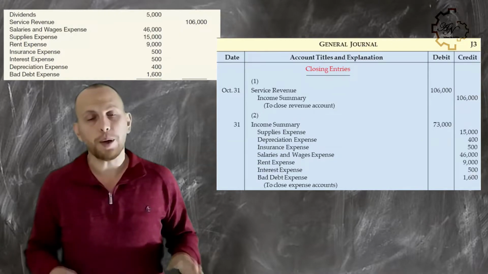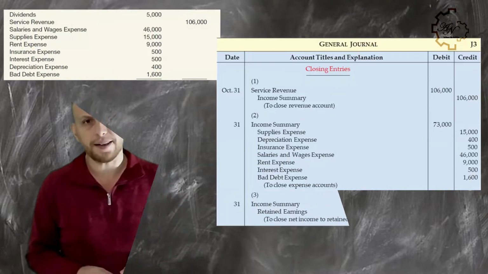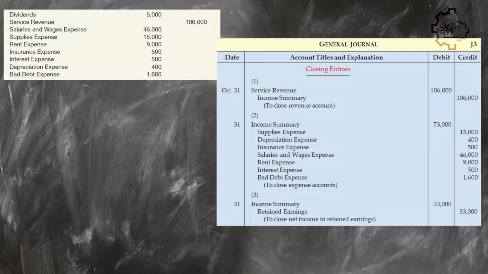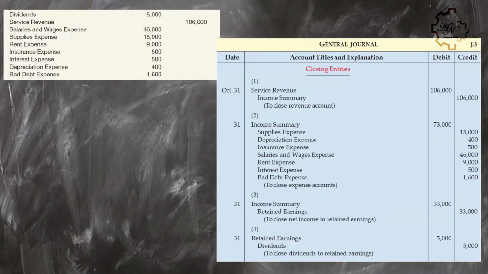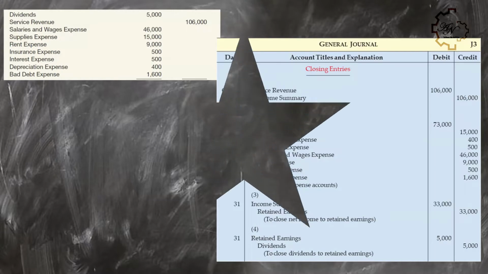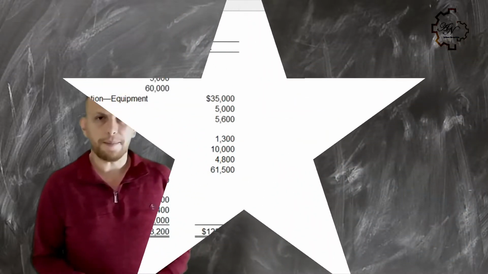The income summary will be closed into the retained earnings, and the entry is debit income summary, credit retained earnings. And the dividends also, and the entry is debit retained earnings, credit dividends. Let's move to the example.